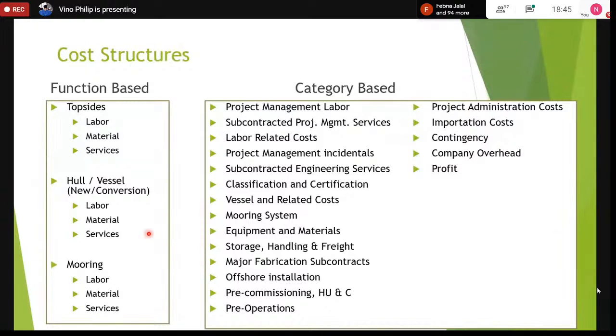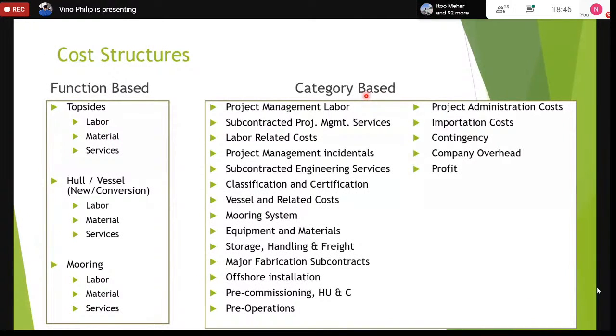And then you have the mooring services. So you'll have things like ocean studies. You'll have to do a seabed study. You'll have to do the sounding studies to see the characteristics of the soil. You have to do soil bed surveys. So those kinds of studies are in the services. Those are the function-based cost structures.